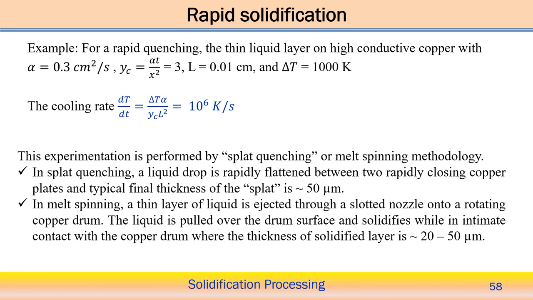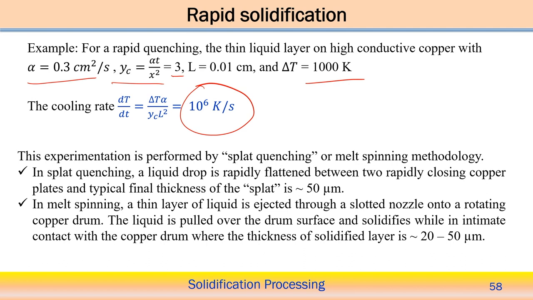For example, for the rapid quenching process, a thin liquid layer on the highly conductive copper, where alpha equals this value, we can get y equal to alpha t by L square equal to 3, with L the dimension equal to 0.01 centimeter. I think L represents the thickness of the solidified metal, and delta T, suppose the temperature difference, equals 1000 Kelvin. Then the cooling rate is estimated as dT by dt equal to 10 to the 6 Kelvin per second. So, we can see that that much cooling rate is achieved or required in the rapid solidification process.